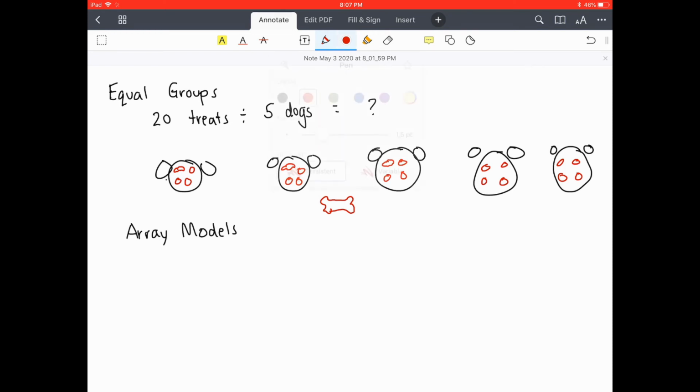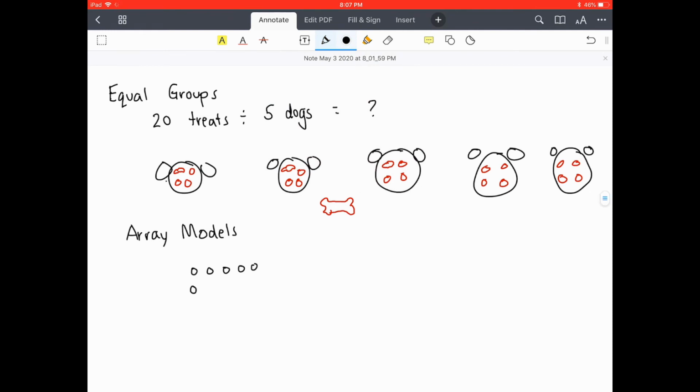It can also draw this as an array. So again, 5 horizontally, and then I would fill it in. So 5, 10, 15, 20. And now I know that there are 4 in each, so 20 divided by 5 is equal to 4. Same with here, we have 20 dots divided into 5 columns is equal to 4 rows.